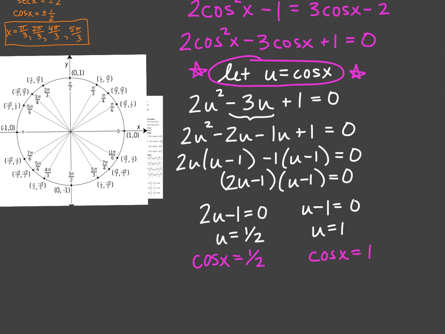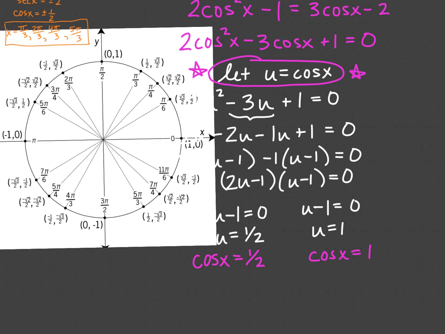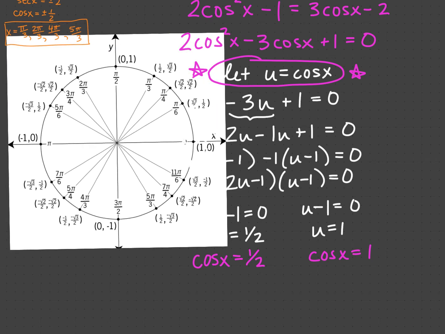These are fairly simple to solve. We just need to look on our unit circle to see where the cosine is 1/2. We kind of looked at that in the previous example. The cosine is 1/2 at pi over 3 and at 5 pi over 3. So those are our two solutions here.